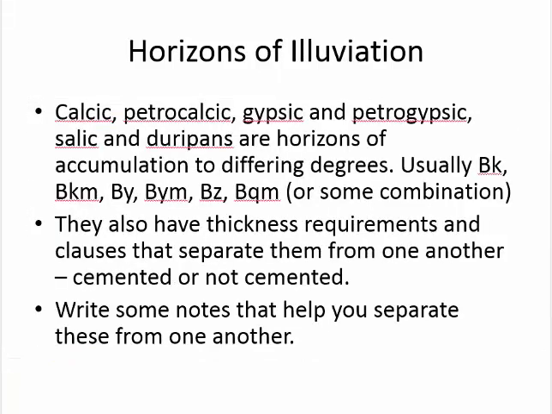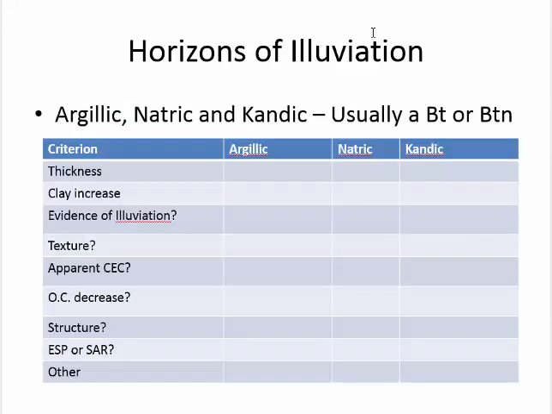Okay, let's go on to horizons of alluviation. I think I skipped a slide. There we go. Horizons of alluviation would include argillic, natric, and candic horizons that I want to group together here, and they would usually have a BT or maybe even a BTN designation morphologically. BTN would be for the natric. BT would probably be more for the candic and argillic.